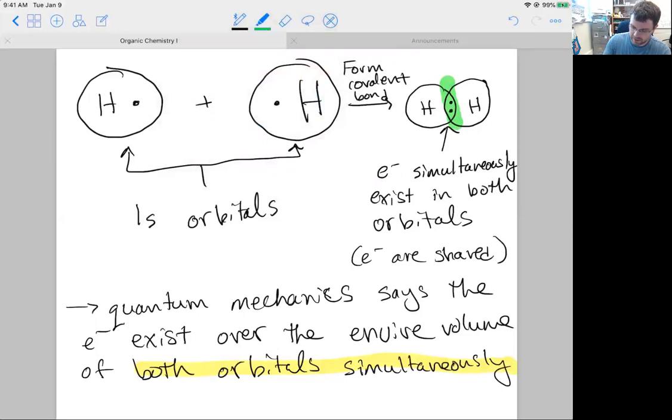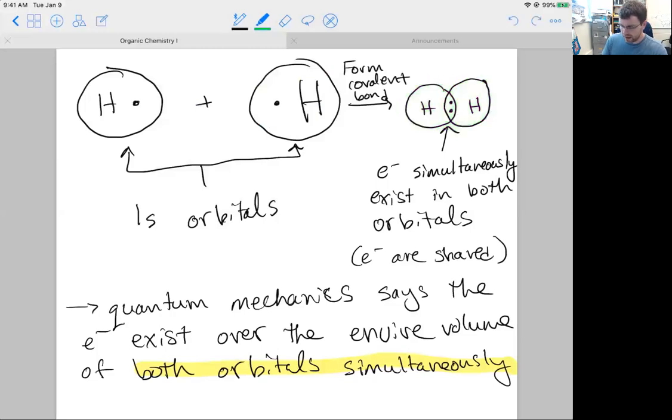Quantum mechanics, and we've proven this, and it's a really important thing, says that it's in both orbitals. It's actually in the entire region. So it's not just in this space between the two orbitals. It's in the entire space, I guess shown like that. The space between the two orbitals, the left orbital and the right orbital.